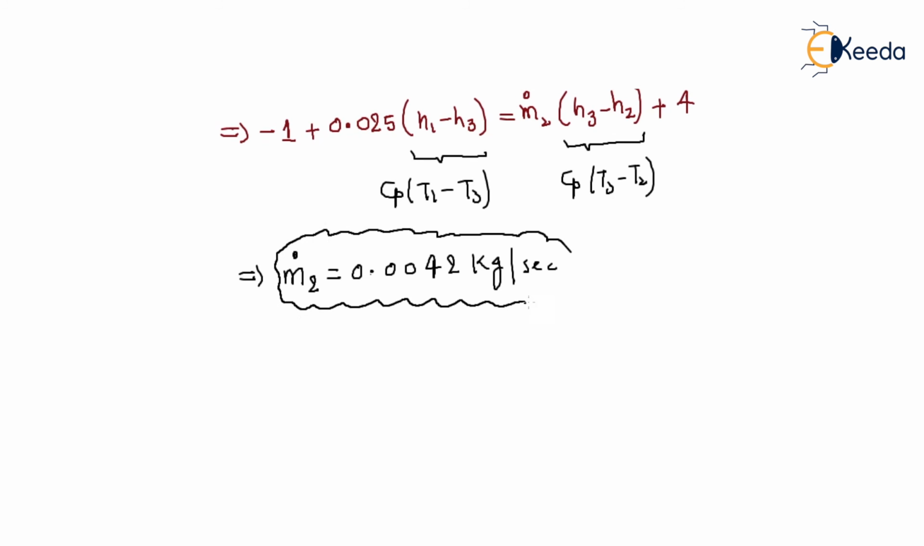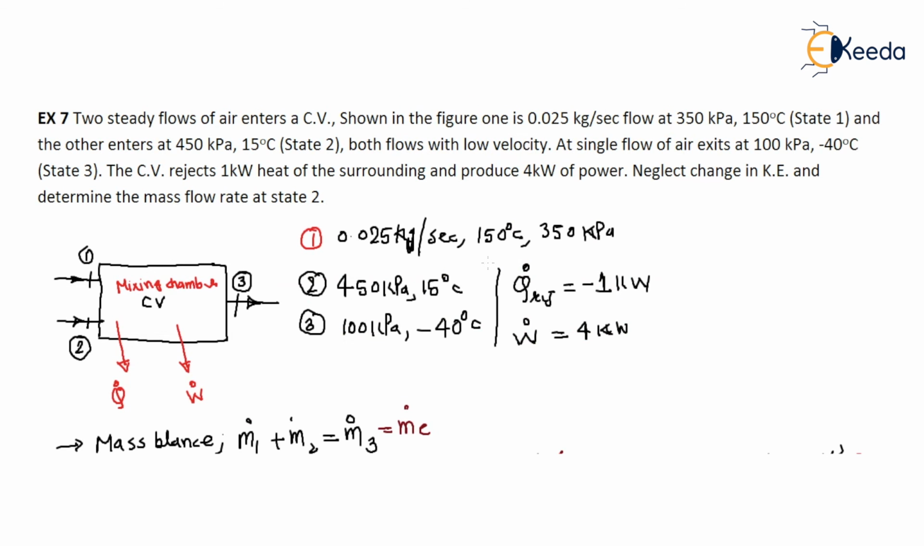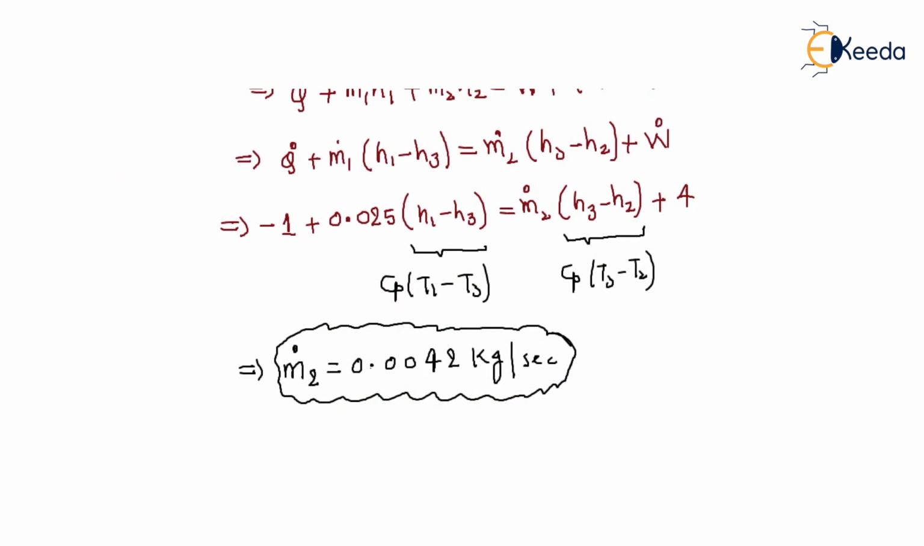So this is simply an application of the first law of thermodynamics for a mixing chamber, nothing else. The temperatures T1, T2 and T3 are given, and the work is given, so all the values are given. Don't bother about that. This is a simple calculation. Thank you very much.